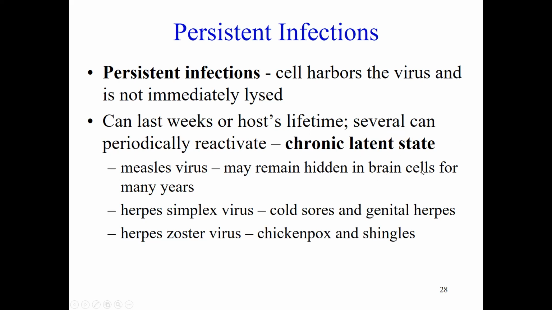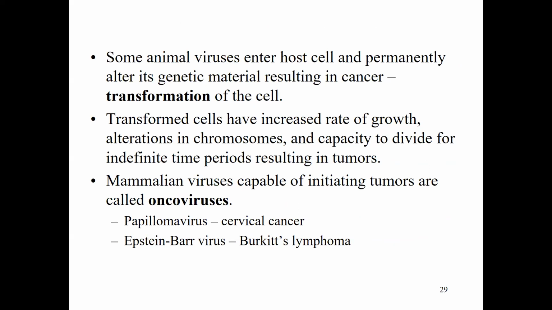Measles can stay hidden in brain cells for multiple years. Herpes simplex, lifelong, right? Once you're infected, you never fully clear. It's always going to live out in some cells in your body in a latent state. Herpes zoster, chickenpox and shingles, is another example. You get chickenpox as a child, it'll go away but remain latent and could reactivate as shingles in your later years. So you can see potentially different viruses have different latency periods. That's why we can get chronic infection.